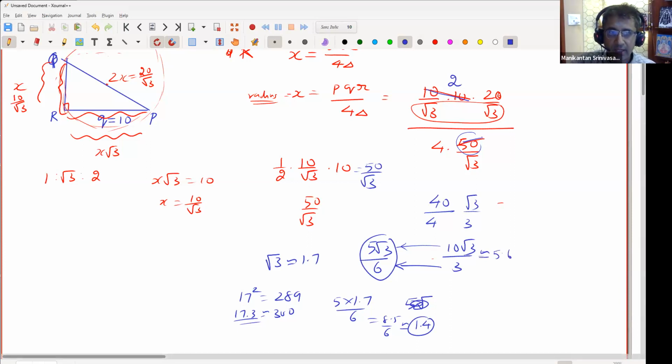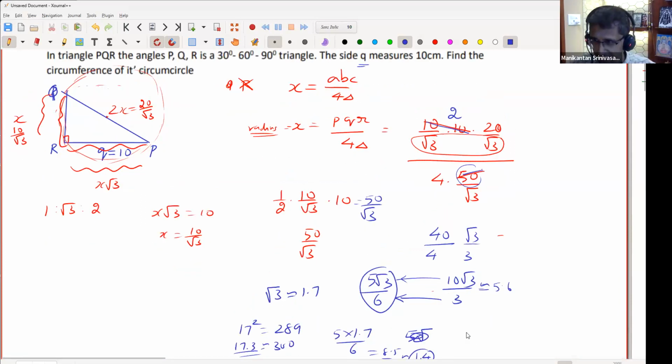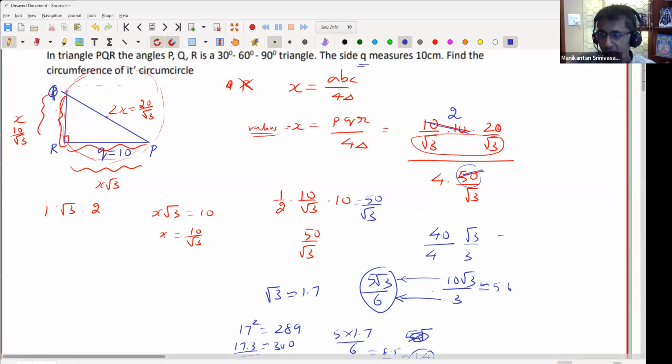In fact, it should be roughly around half of the hypotenuse, right? In fact, the radius of the circumcircle of a right triangle will be exactly half of the hypotenuse, right? Which I'll show you in just a second. I need not have done all of this, but it looks half of the hypotenuse. Agreed? Just visually, it looks half of the hypotenuse, and visually 5.6 is roughly looking reasonable, given that the base is of length 10.